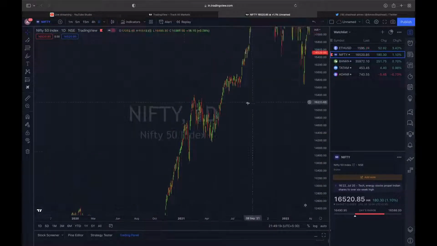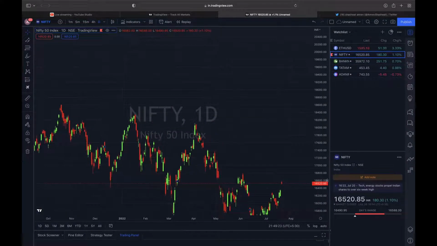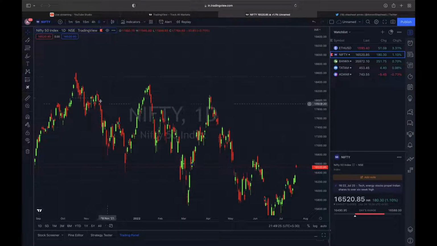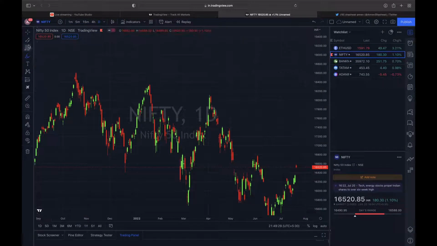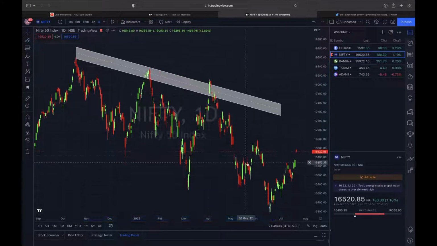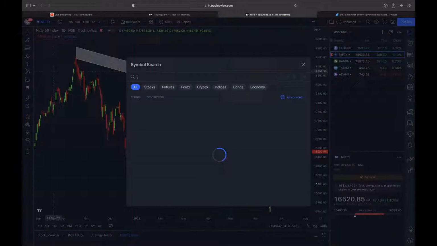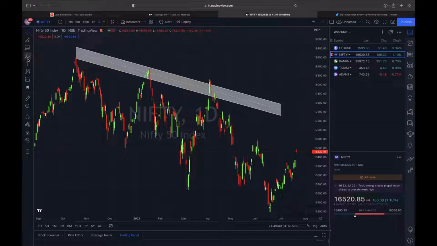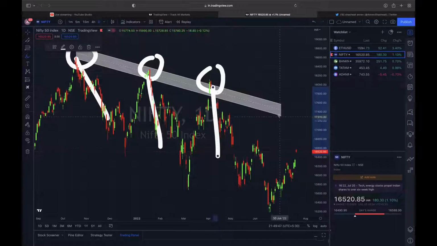I'll show you in Nifty 1 day time frame. Check this out. See, I'll just make a line, and now you can clearly see every time it came to this zone, it was rejected, rejected, rejected. So this is a trend line which just gets rejected.